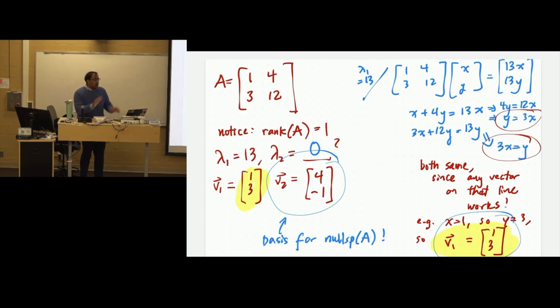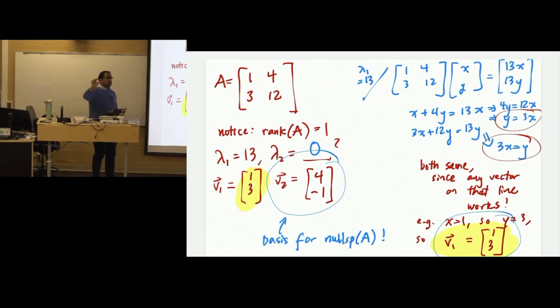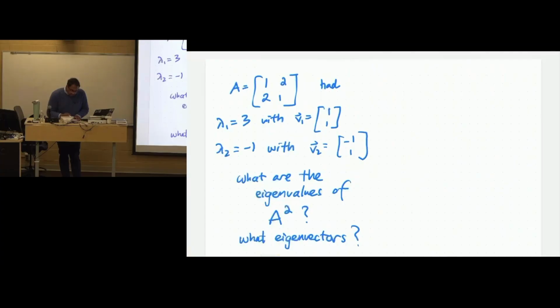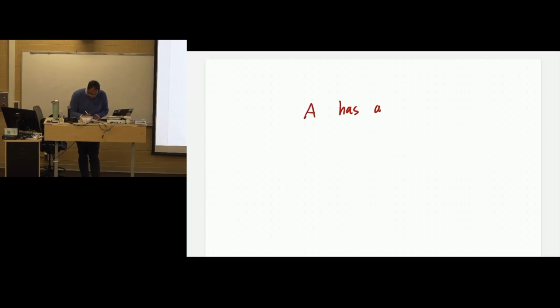Good. So are we clear on the connection between an eigenvalue of 0 existing and the matrix being invertible? 0 is an eigenvalue if and only if the matrix isn't invertible. If it is invertible, 0 can't be an eigenvalue. And if 0 is an eigenvalue, then it's not invertible. We're good on that? Good. It's important enough to just have written down here. A has an eigenvalue of 0 is equivalent to A is not invertible.